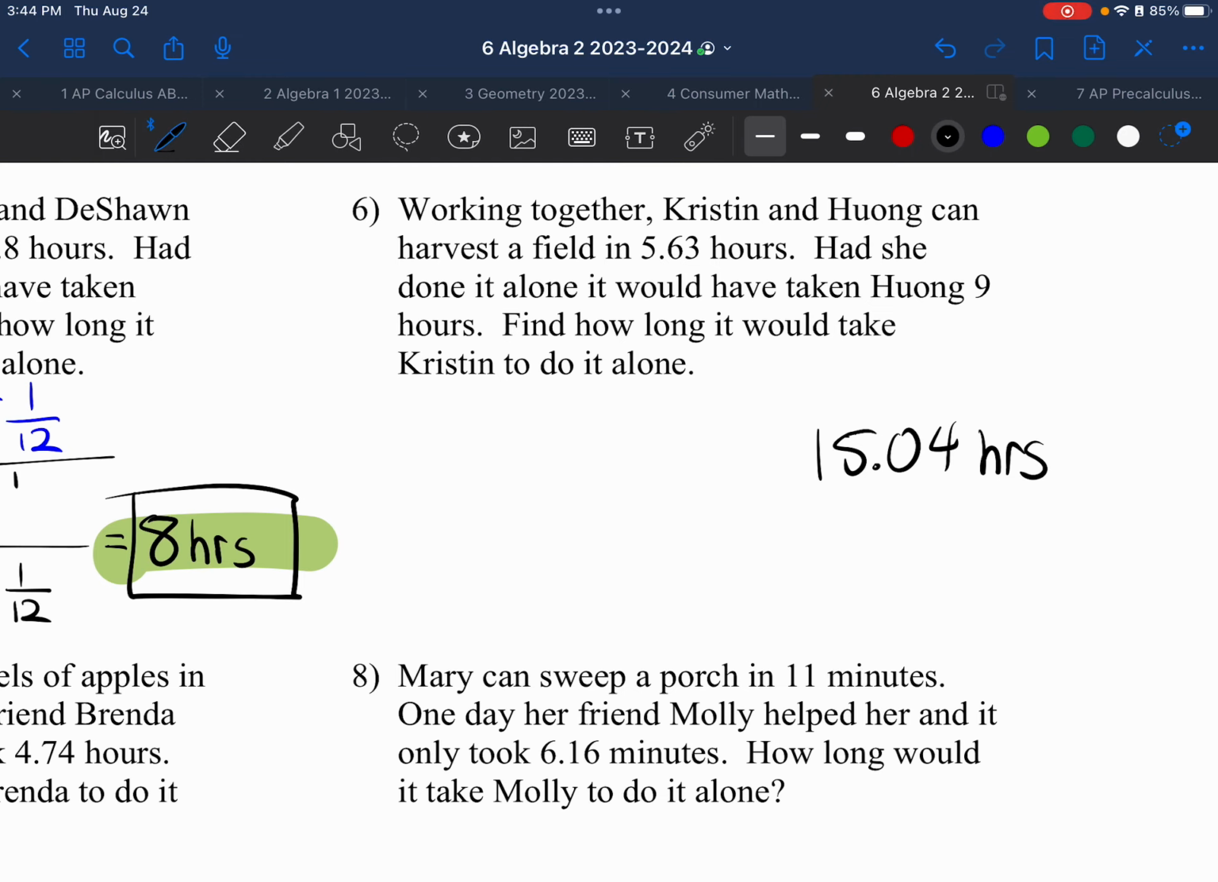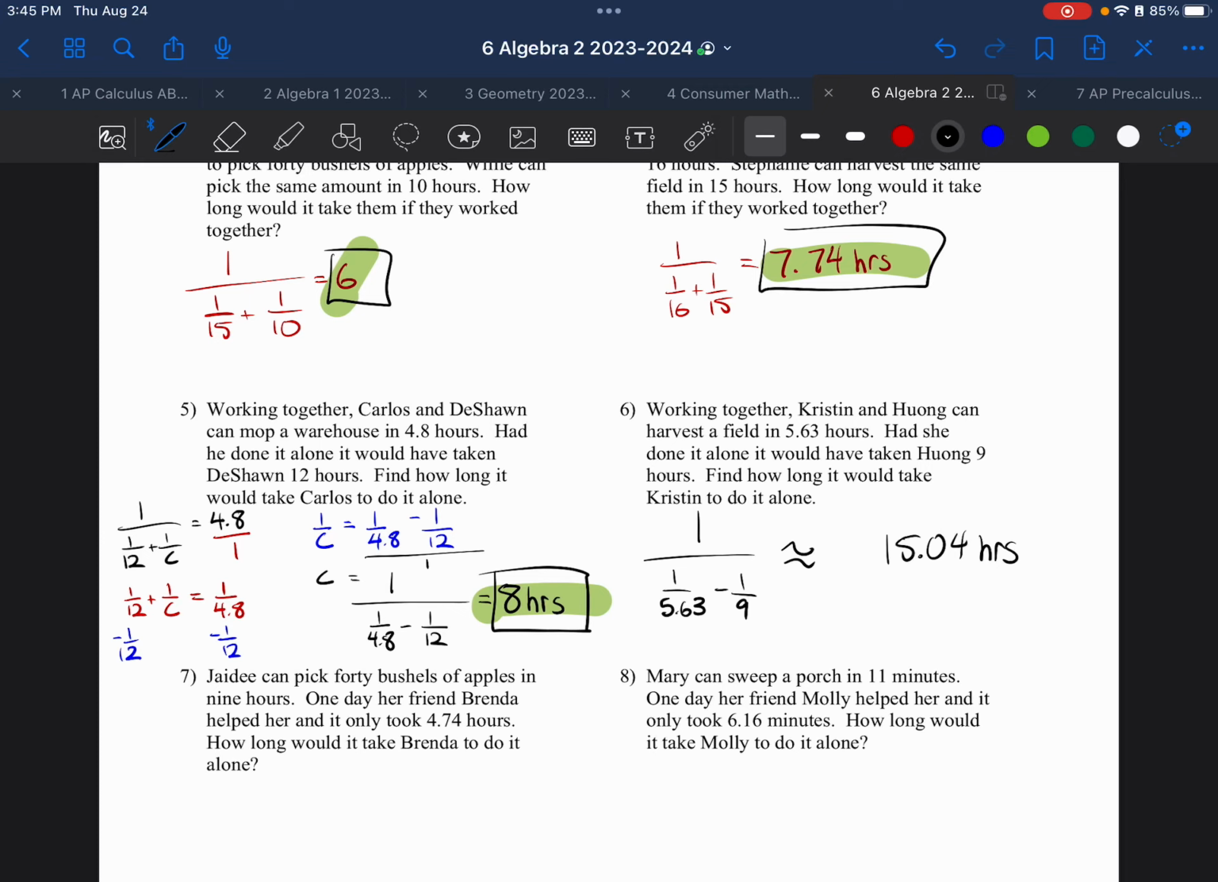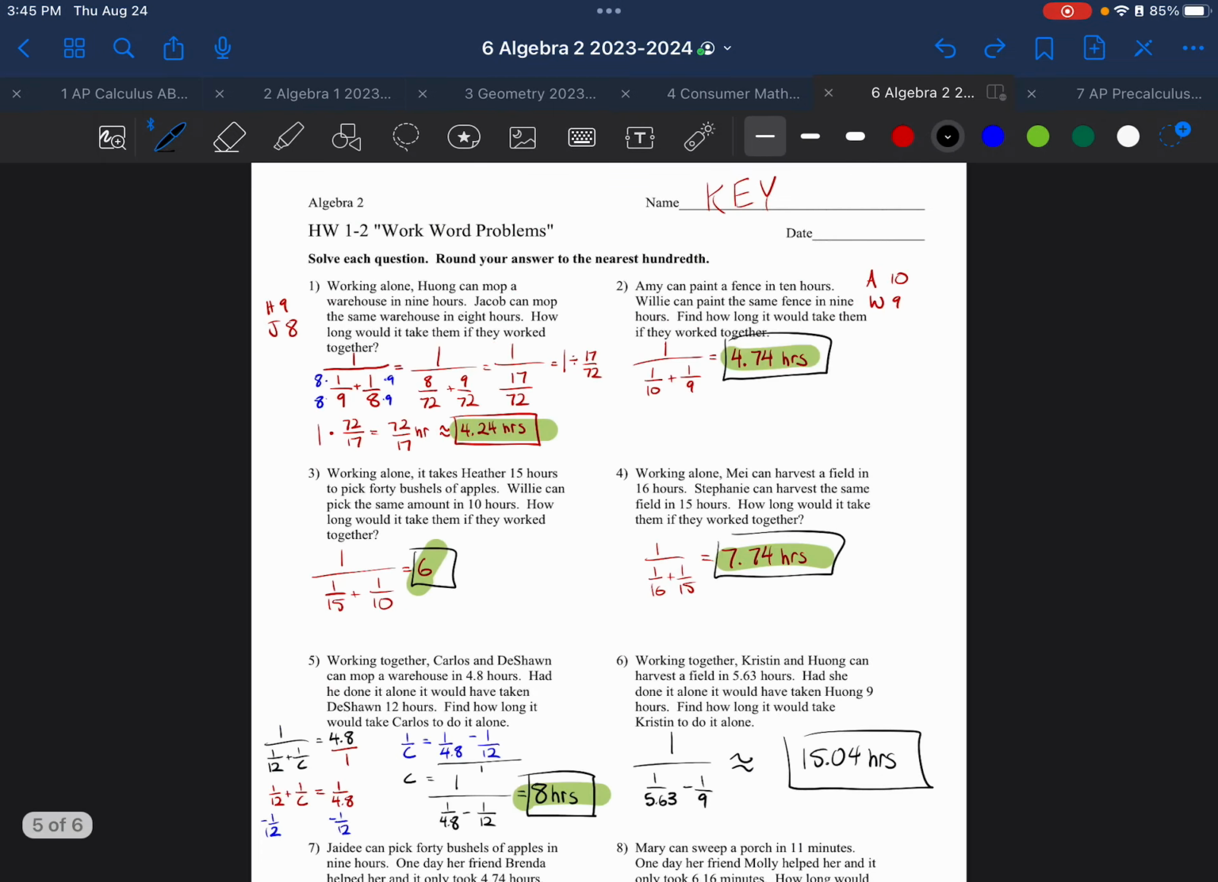How did I get that? I'll set up my formula again. I think it's okay to kind of skip down here because that's what we'll eventually get anyway. I'm going to get 1 over the together rate, 5.63, minus 1 over 9. And that is, again, we're rounding here to 15.04 hours. And I boxed that work. Let's see if I got it right. 15.04 for number 6. We did get that right, which means I highlighted it in green.